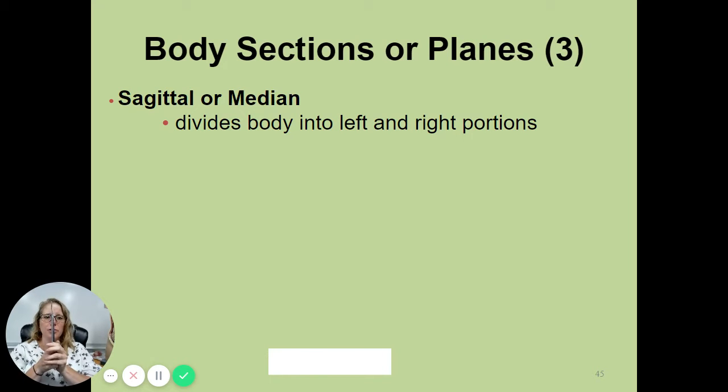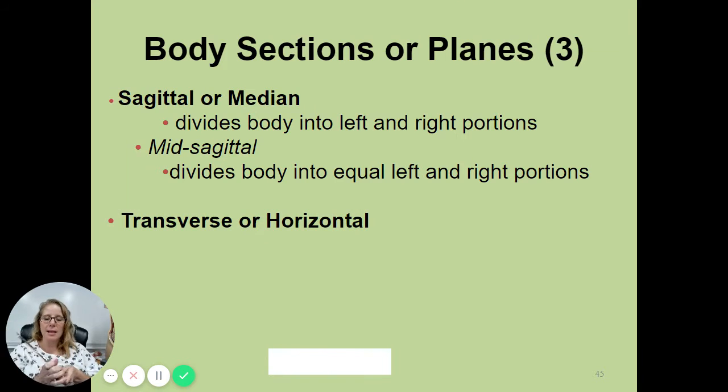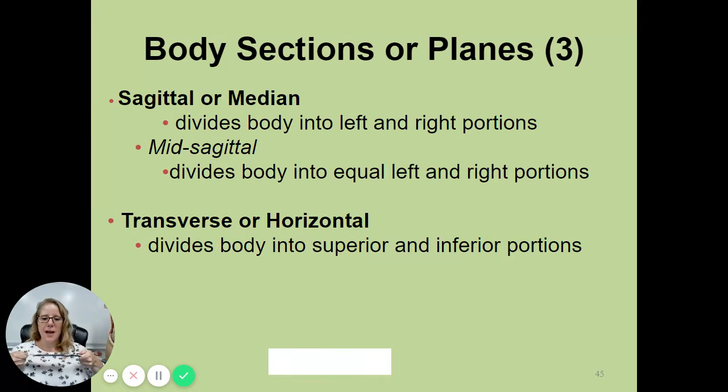And I use sagittal the most often in this case. Now, sagittal doesn't have to be right down the middle. As long as I get left and right sides, it's sagittal. Directly down the middle is considered mid-sagittal, so perfect, even left and right sides. The next way to cut is transverse or horizontal. So now I would hold my knife this way and go this, giving me top and bottom sections. So it divides into superior and inferior sections.